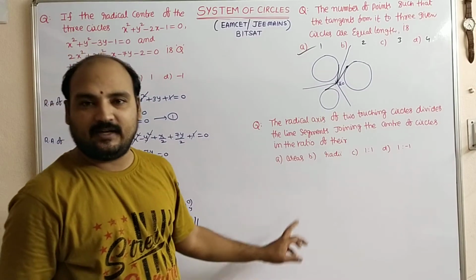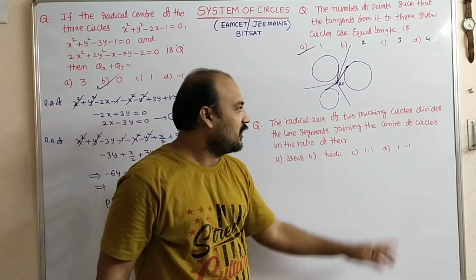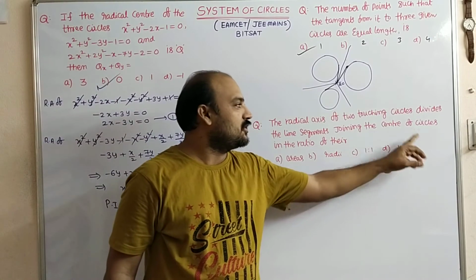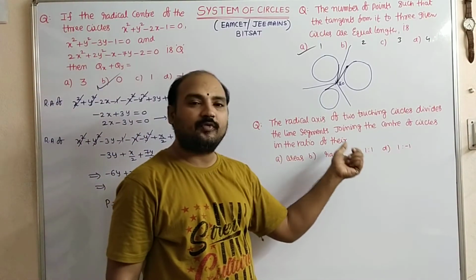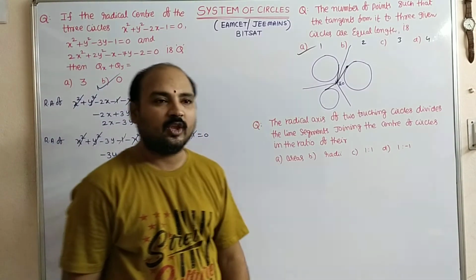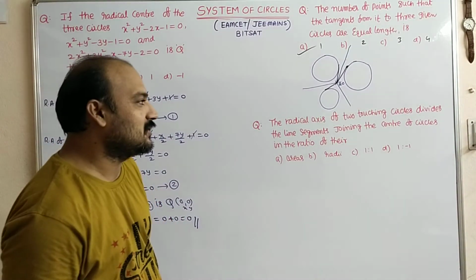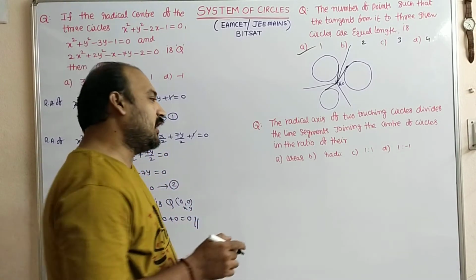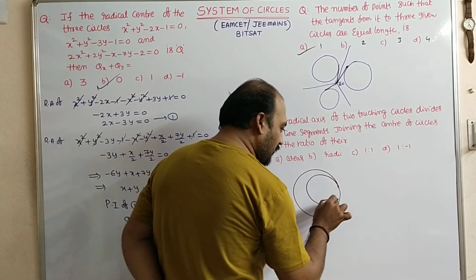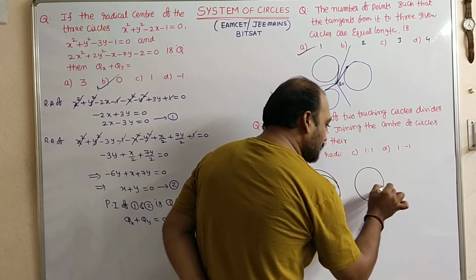Now come to the second. This is a conceptual question. The radical axis of two touching circles divides the line segment joining the centers of the circles in the ratio of their radii: 1:1, 1:-1. According to the question, draw the figure. For the radical axis of two touching circles, they did not mention whether it is internally or externally. Suppose it is touching internally, the figure will come like this. Suppose they are touching externally, the figure will come like this.